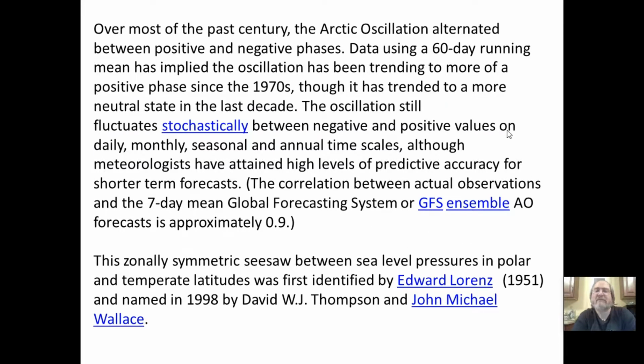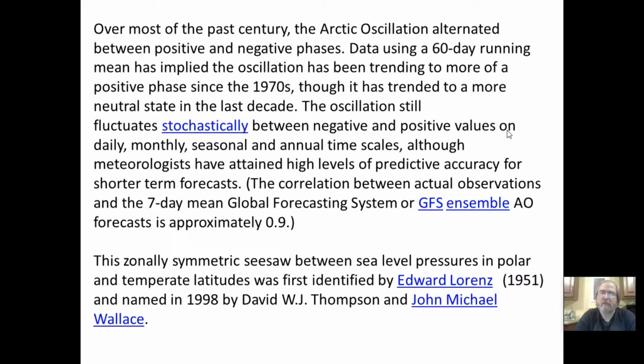Over most of the past century, the AO alternated in positive and negative phases. Data using a 60-day running mean has implied the oscillation has been trending to more of a positive phase since the 1970s, though it has trended to a more neutral state in the last decade.